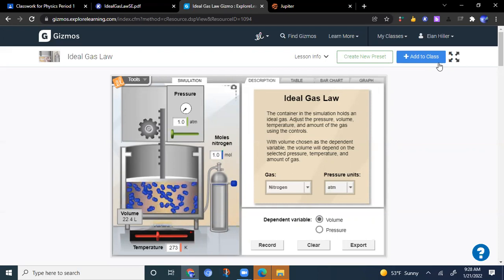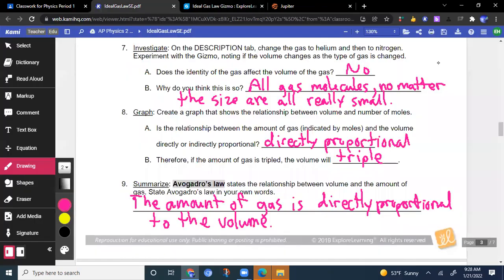The nitrogen might be moving slowly, right? It's moving a lot slower. You can see that, but it's not having an effect on the volume, right? And if you think about it, even a gas that's 14 times bigger, aren't these gas molecules still all really small to begin with, right? I mean, they're on the atomic scale size, right? They're super small already. So changing the type of gas doesn't have an effect on volume. Adding more gas, though, does.